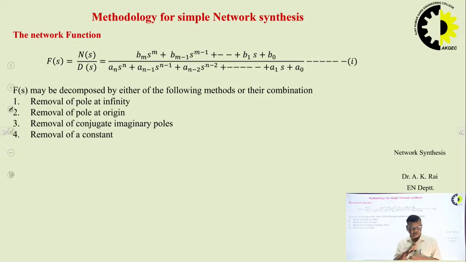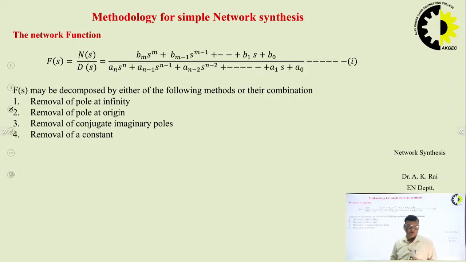In the normal case, poles and zeros must be equal in a network function. If there is a deficiency of a pole or a zero, then that pole or zero must be at infinity. So, how will we check there is a pole at infinity? Look at the degree of the numerator polynomial. If it is lower than the other, meaning n is less than m, it means there is a pole at infinity.